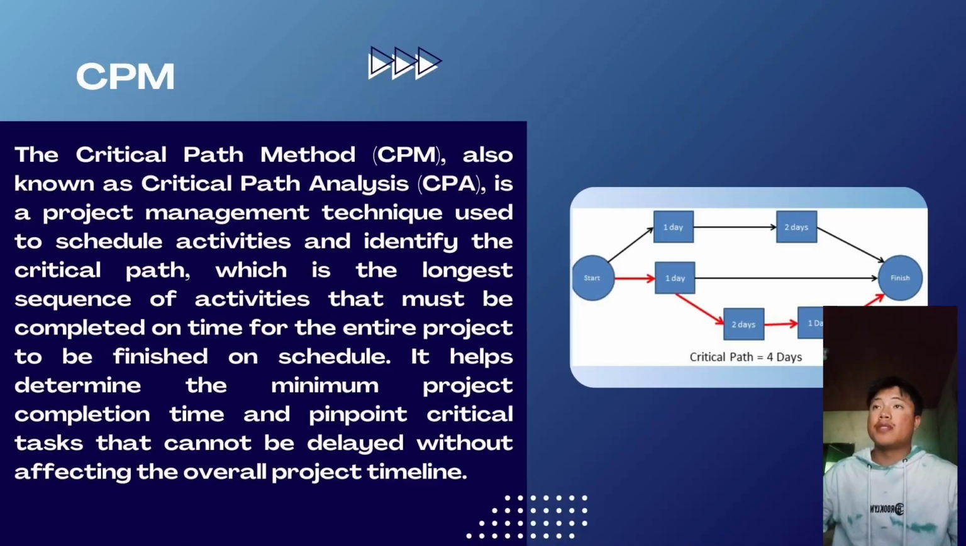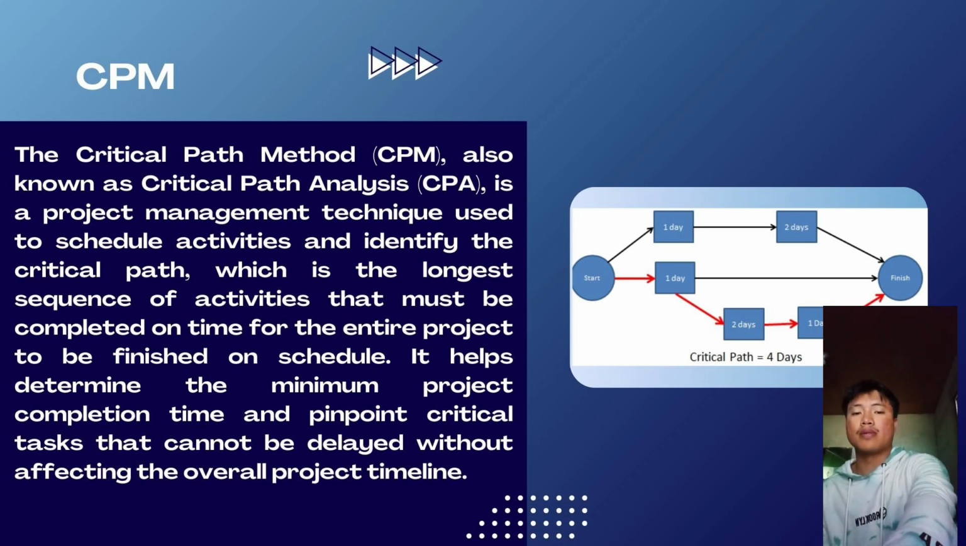CPM, or the critical path method, also known as critical path analysis or CPA, is a project management technique used to schedule activities and identify the critical path, which is the longest sequence of activities that must be completed on time for the entire project to be finished on schedule. It helps determine the minimum project completion time and pinpoint critical tasks that cannot be delayed without affecting the overall project timeline.